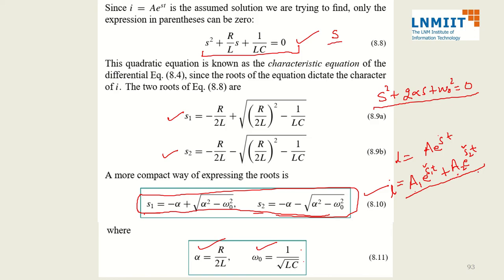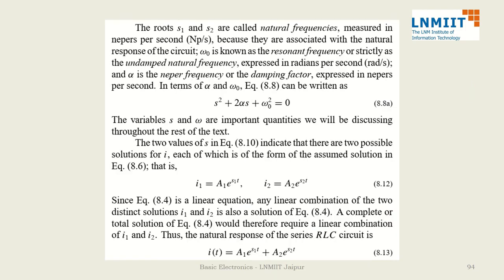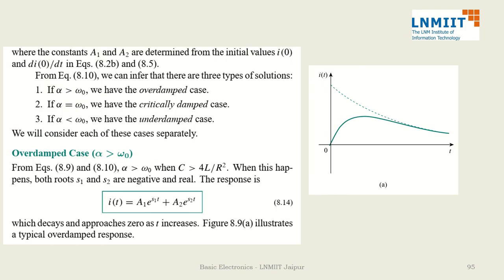Now, let me assume that I got simple roots, two distinct negative roots. But that is not possible all the time, because look at this term. If alpha is greater than omega naught, then I get distinct roots. But if alpha is equal to omega naught, I get equal roots. And if alpha is less than omega naught, I get one pair of complex conjugate roots. So in that case, I get three cases: alpha greater than, equal to, or less than omega naught.